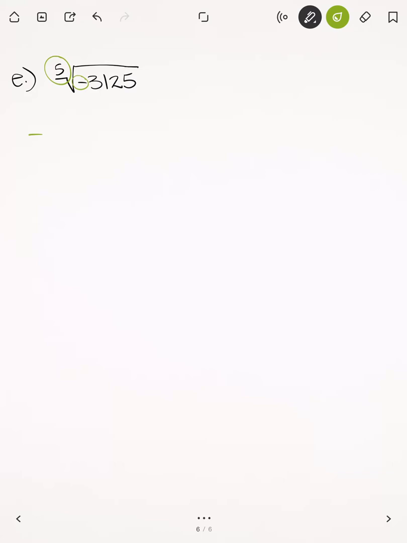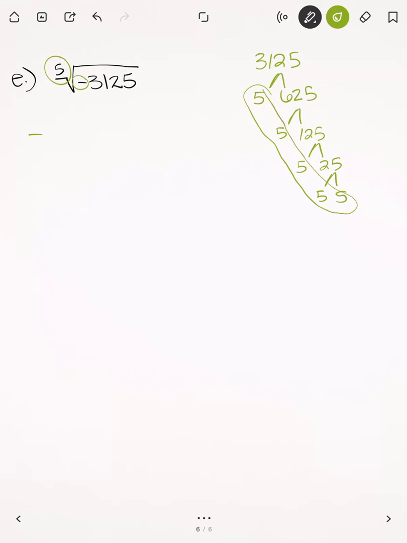So we need to break down 3,125. 2 does not go into it, 3 does not go into it, but 5 does, and it becomes 625. We divide by 5 again. We get 125. We divide by 5 again. We get 25, and we divide by 5 again, and we get 5. So I need a group of 5 to leave. 1, 2, 3, 4, 5 right here. That right there gives me a -5 as an answer.